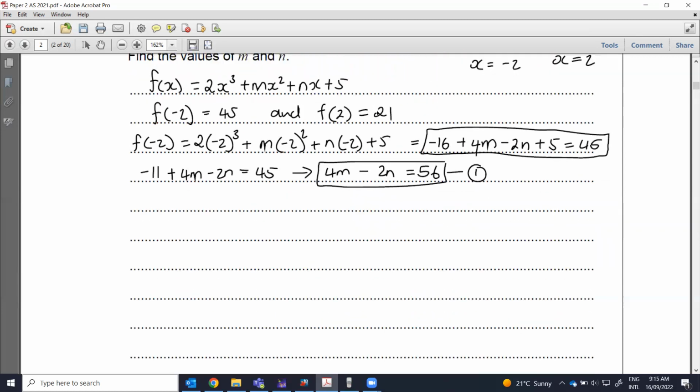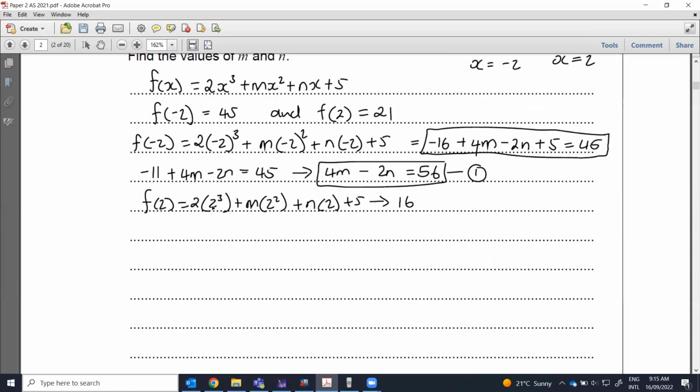Okay, the second one is this one here, where I'm going to substitute 2 in place of x and then equate it to 21. So I have f of 2. That means wherever I have x, instead of x, I put 2. So I have 2 times 2 to the power of 3. Now here, because 2 is positive, it doesn't matter that the cube is inside the bracket. Only when it is negative, then you have to make sure that the cube is outside the bracket. Then we have m times 2 squared plus n times 2 plus 5. So this one here will give us positive 16.